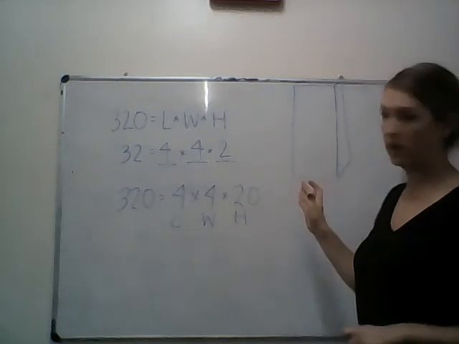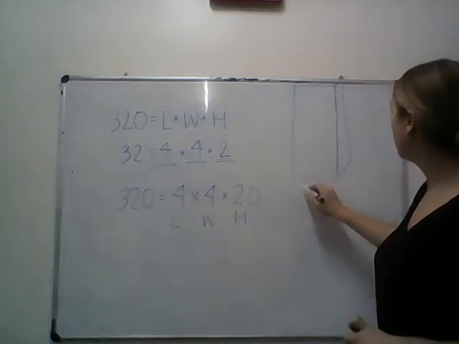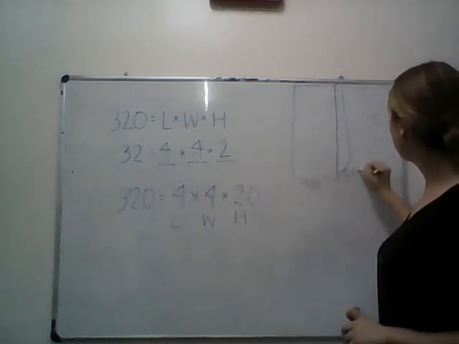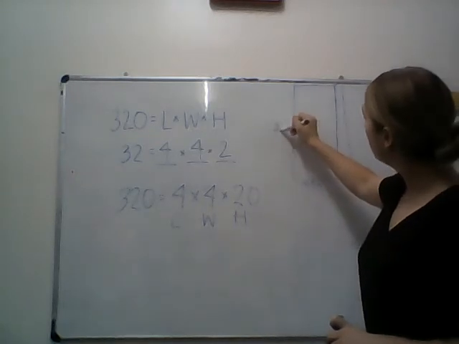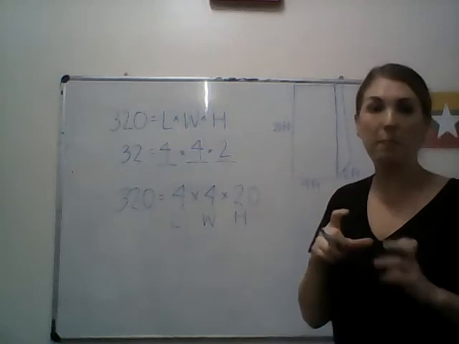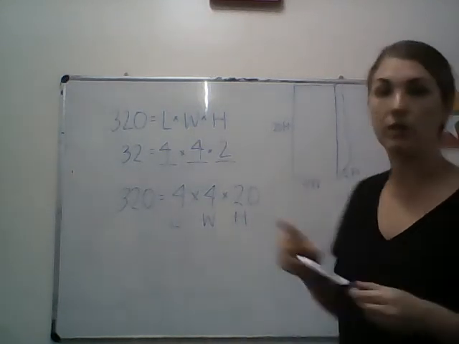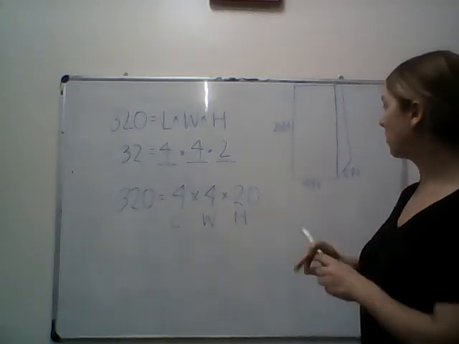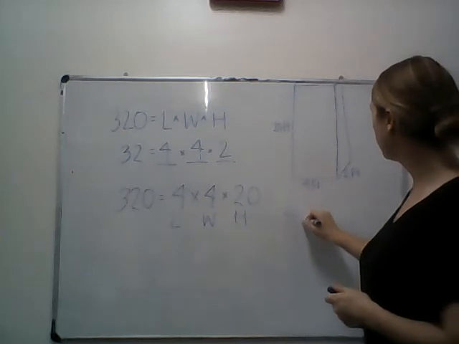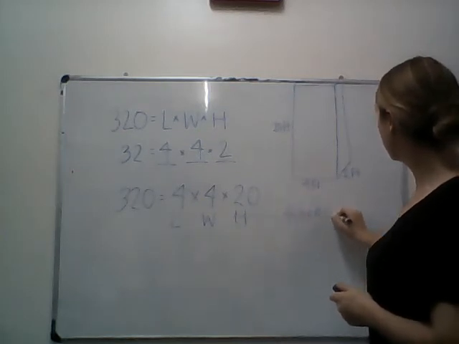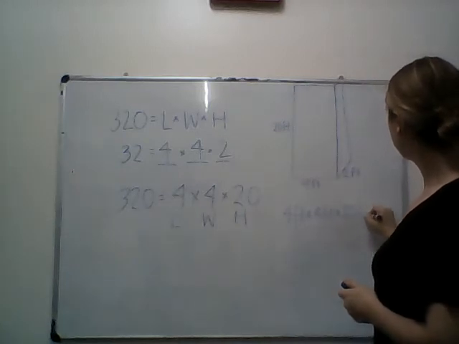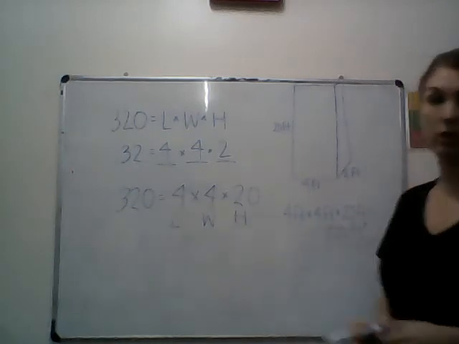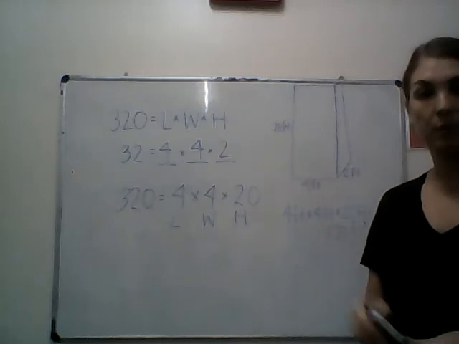Okay. Again, you guys know how bad I am at drawing, but I could label this as 4 feet. My width is 4 feet. My height is 20 feet. So in that box that they give you, you need to include a drawing like this, and then I guess an equation. 4 feet times 4 feet times 20 feet equals 320 feet cubed. So there's the first example for you.